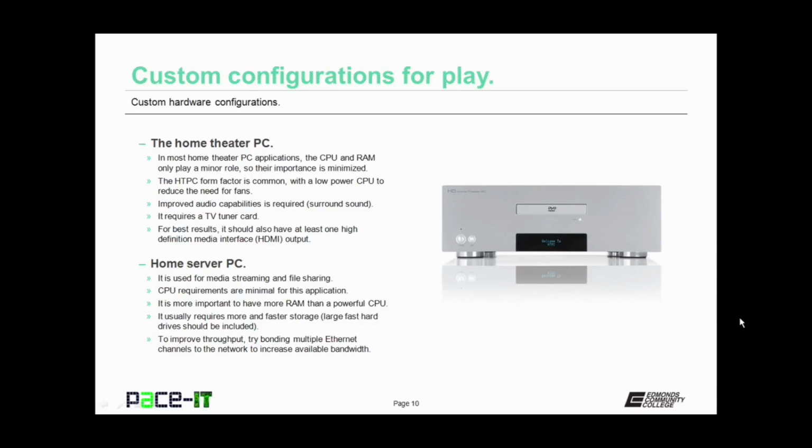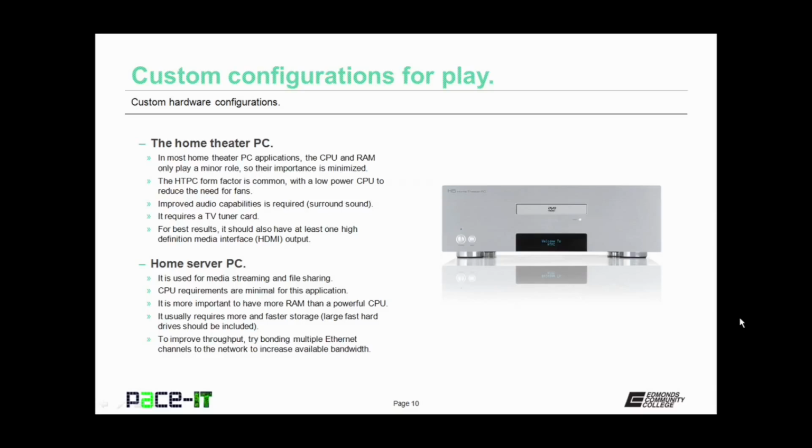These systems do need to have improved audio capabilities, so you want to install a sound card that offers surround sound. They also require a TV tuner card. And finally, for best results, the home theater PC should have at least one HDMI output to drive a television.